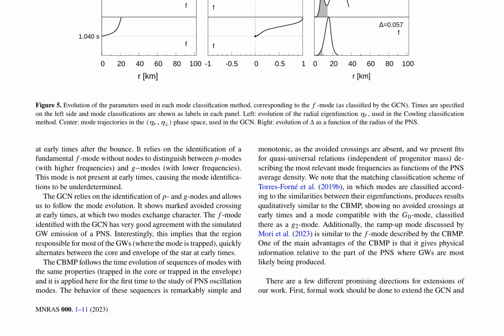Future directions for this work include extending the GCN and CBMP methods to better understand the PNS spectrum and its evolution with avoided crossings. This research aims to provide insights into the asteroseismology of PNSs, which could be crucial for understanding the physics of these objects and their role in GW emission.